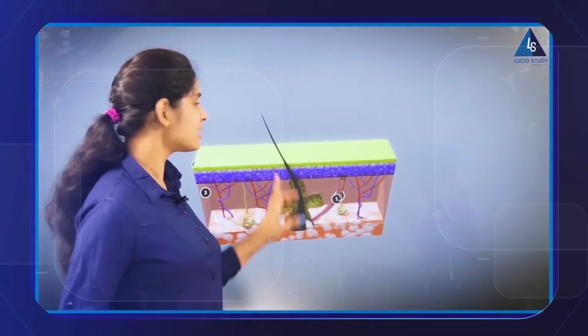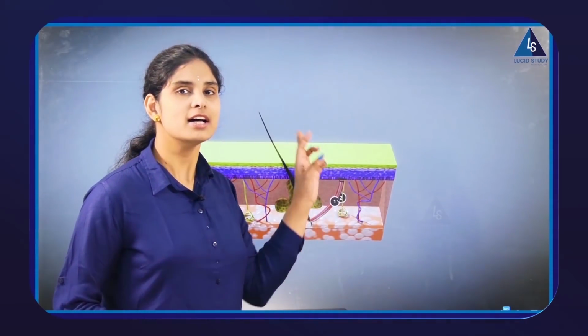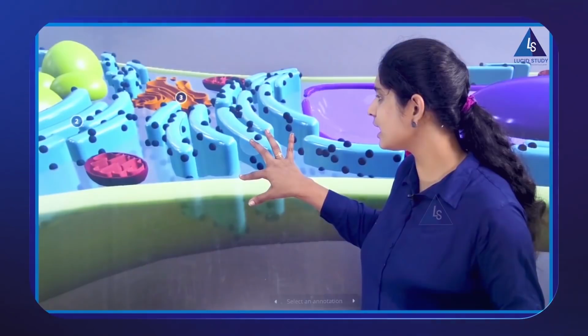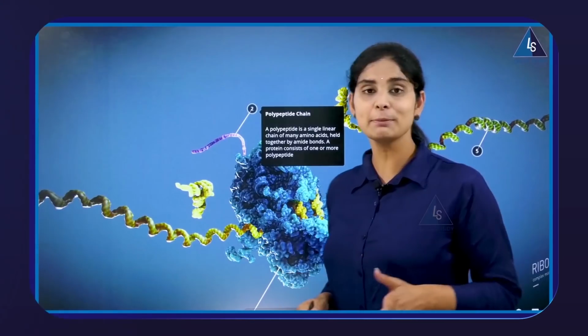As we discussed, kids, this is the hair, small hairs present on the epidermis of the skin. They are of 2 types, right? One is said to be rough endoplasmic reticulum, the other is called smooth endoplasmic reticulum. This contains a chain we call a polypeptide chain.